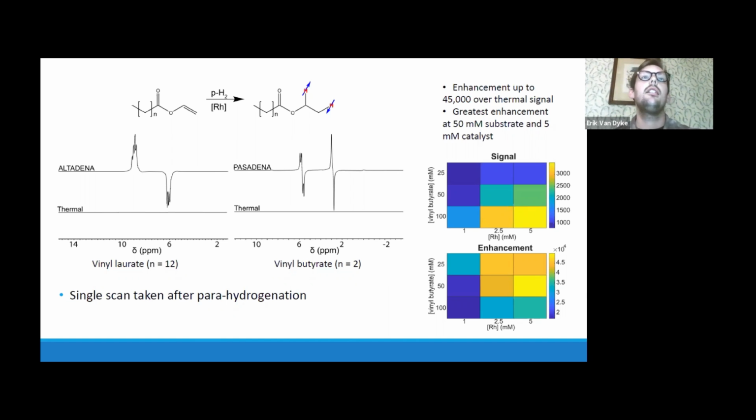Just using the Pasadena model, we were able to leave the tube in situ for bubbling inside the spectrometer and vary the bubbling timing using a programmable solenoid valve with automatic spectral acquisition as soon as bubbling was done. So we took, I think, about 216 samples overall of vinyl butyrate, and we were able to vary the substrate concentration and the catalyst concentration to map out the signal and the enhancement according to the molar concentration. Next slide, please.